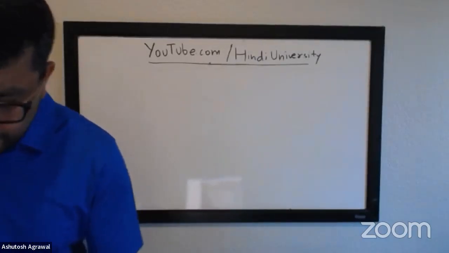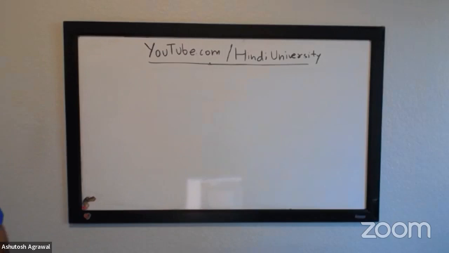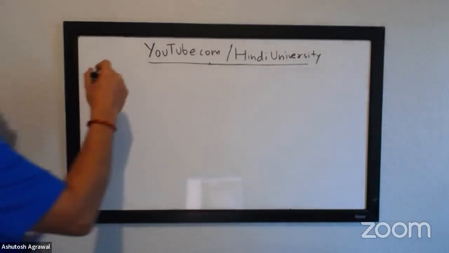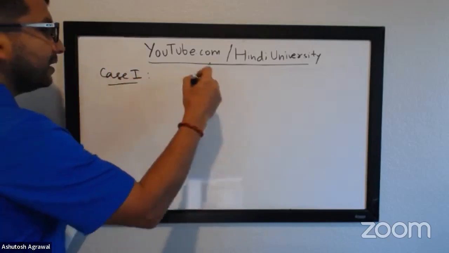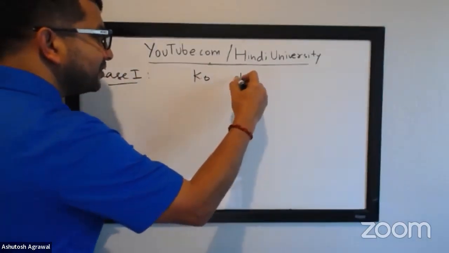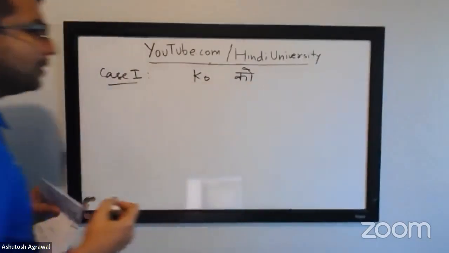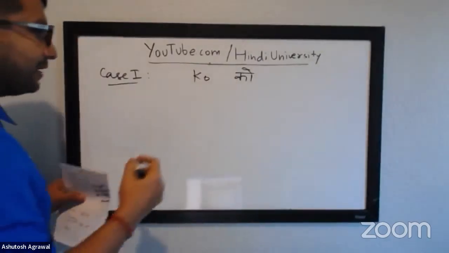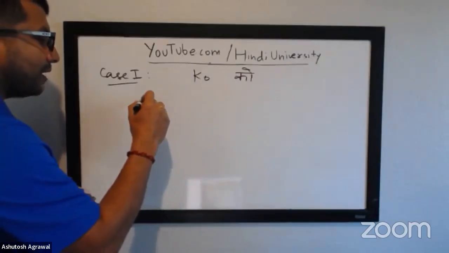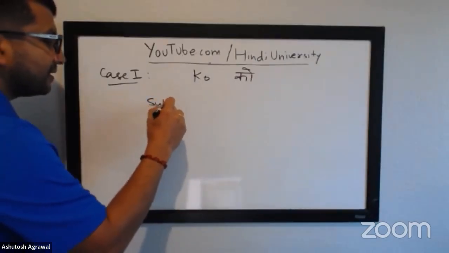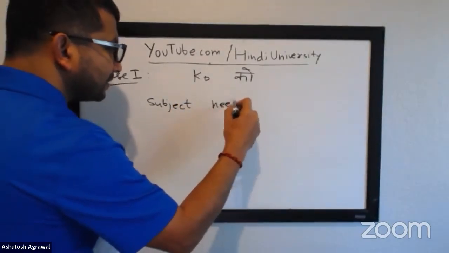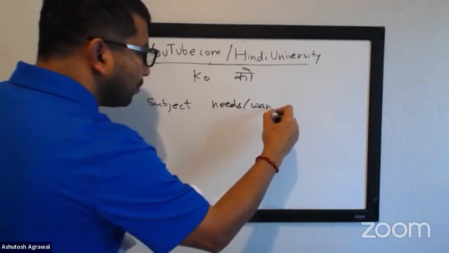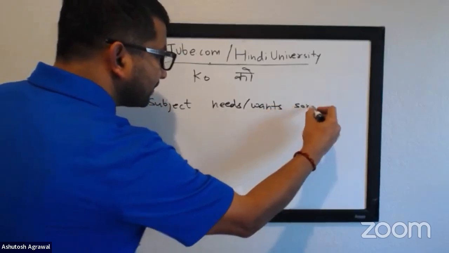Hopefully it's clear what we're trying to achieve today. So the first one, which I'll refer to as case number 1, is basically your postposition co. The first one is something that we have done before. So imagine you have a subject, and we can call it anything. Subject needs or wants something.